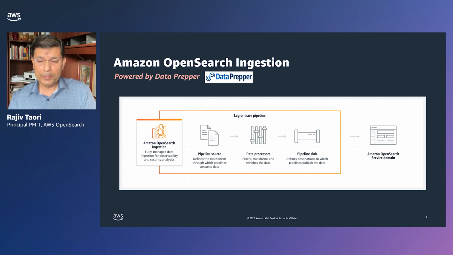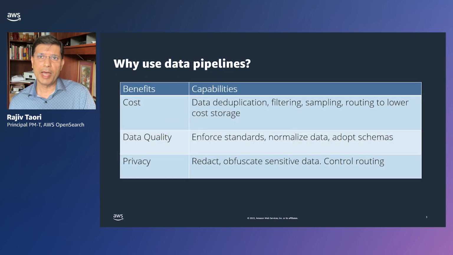Now, the question that you might have in mind is, why do I need to set up a data pipeline in front of my OpenSearch domain? The reasons to do that are really threefold. Firstly, and most importantly, it can help you achieve some cost savings. These pipelines can help you deduplicate data that is flowing through them, filter it, and sample it, and that can help you optimize your storage costs. The data pipelines can also be used to route data to lower cost storage options, and that's another cost saving strategy that you might be able to employ.